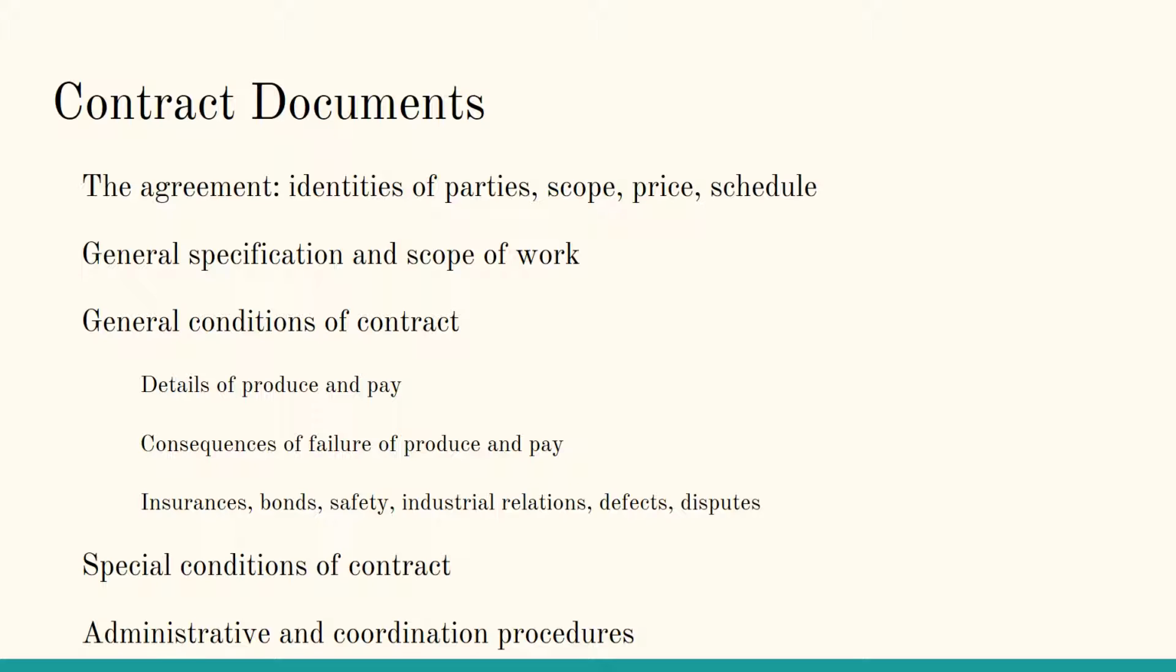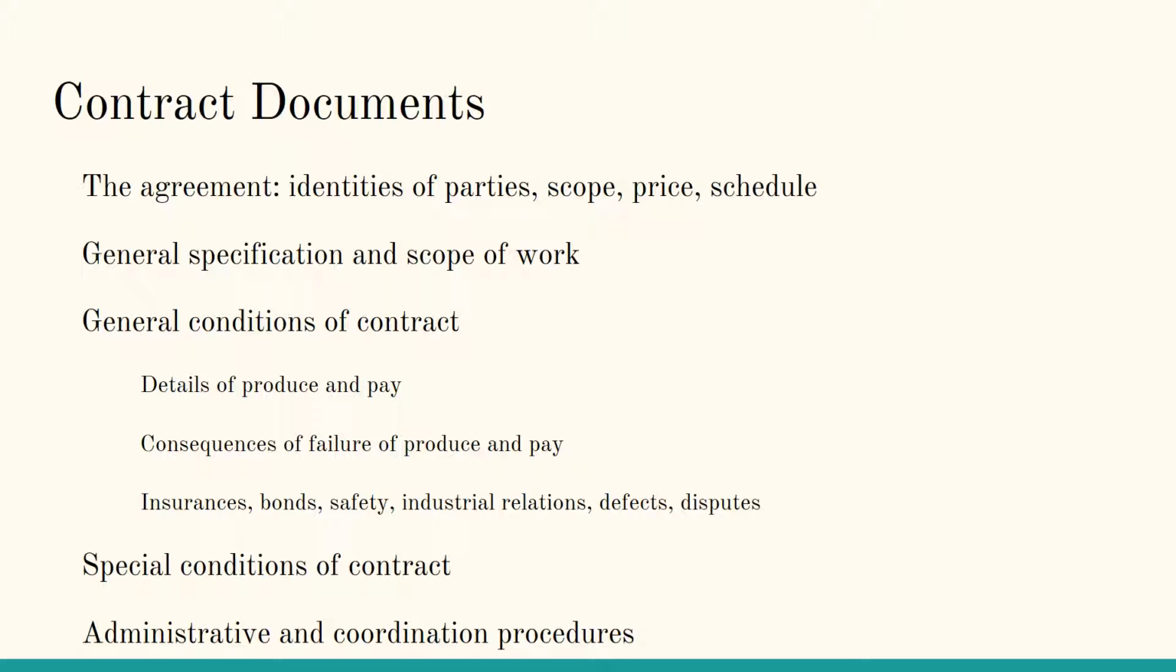Elements of a valid contract usually vary depending upon the country of origin. While contracts can take the form of a single document, generally commercial contracts are comprised of several documents. The contract agreement itemizes the documents comprising the contract. It includes the identities of the parties and defines the scope of work, the contract price, and the schedule for its execution.